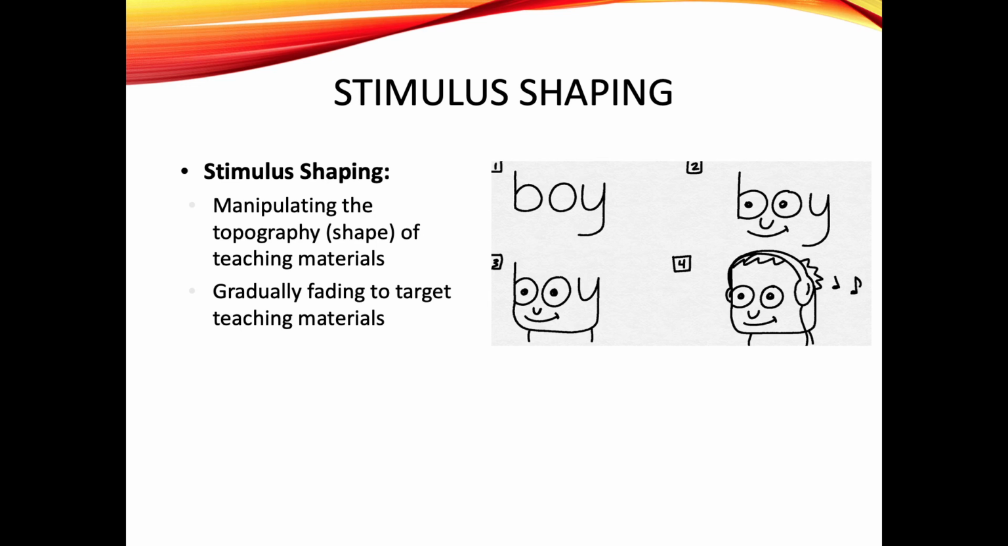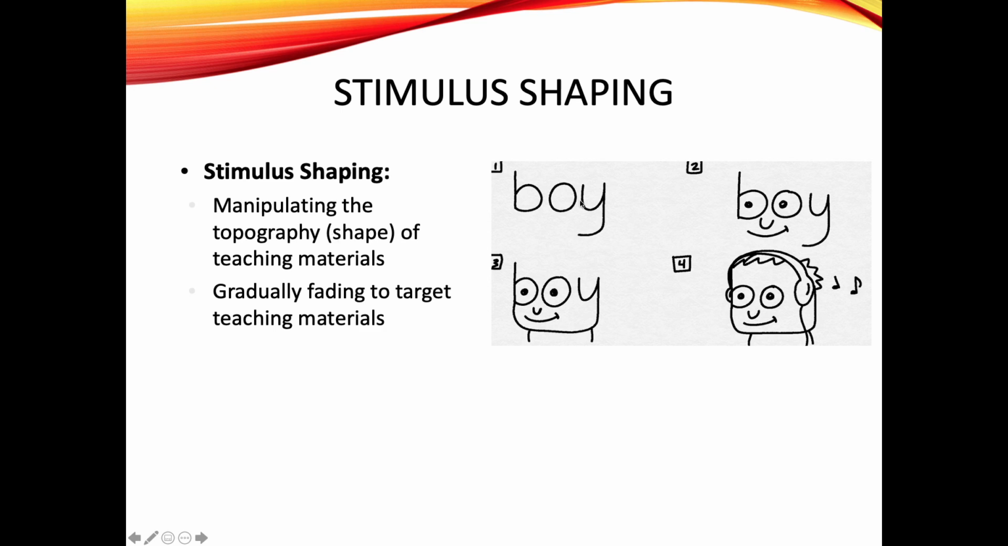Another stimulus prompt procedure is known as stimulus shaping. Here, we're actually going to manipulate the topography of the teaching material. So if you're teaching things like letters, numbers, words, you might utilize stimulus shaping. I think all of us probably have had some exposure to this as young adolescents or toddlers, where the letter S is shaped like a snake, things of that nature. So here, we're going to manipulate the topography of the teaching material.